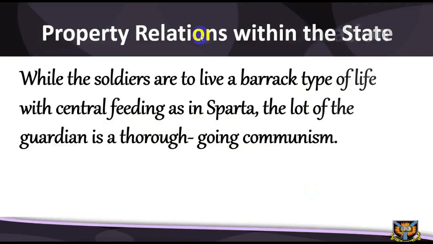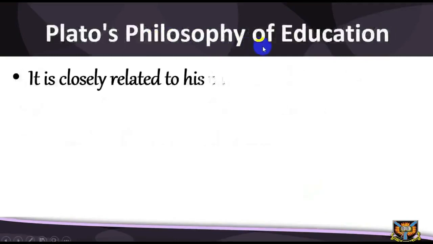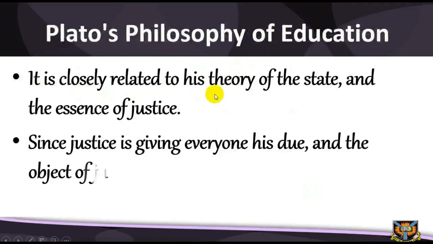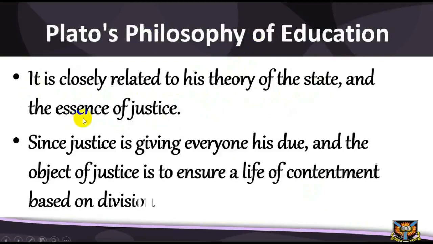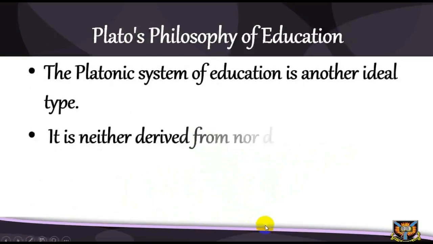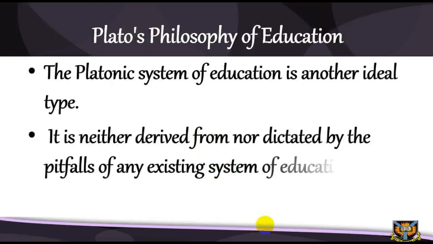Plato's philosophy of education. Plato's philosophy of education is closely related to his theory of the state and the essence of justice. Since justice is giving everyone his due, and the object of justice is to ensure a life of contentment based on division of labor, it naturally flows that the system of education must aim at satisfying the basic needs of the state and ensuring social harmony and stability.